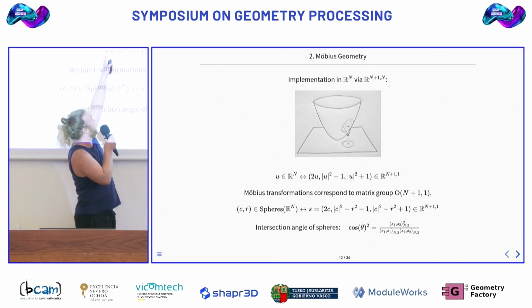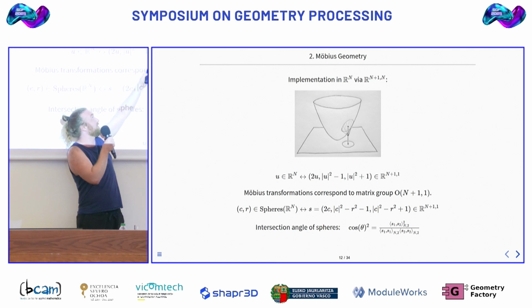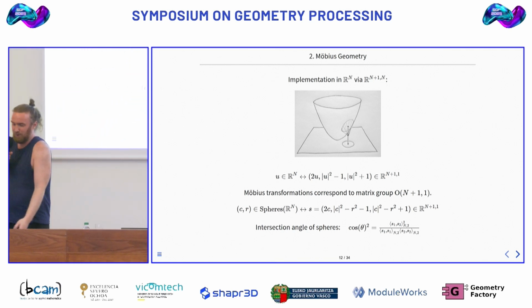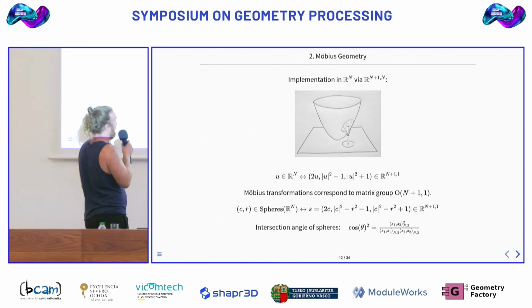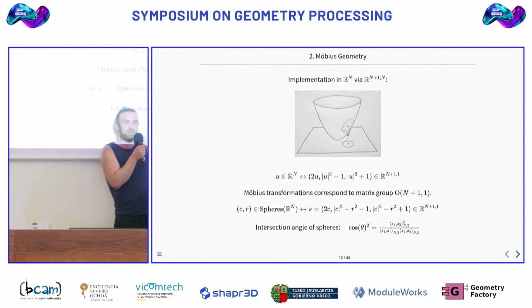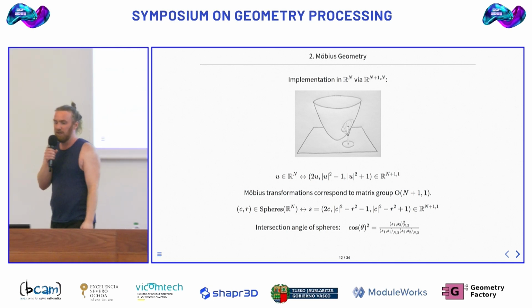what you do is, if u is your point, you just represent it by 2u, then the absolute value of u squared minus 1, and then plus 1. Why should you do this? Well, for example, because it also allows us to represent spheres. So c would be the center, r the radius of a sphere, and then we have almost the same formula, except now this minus r squared pops up.